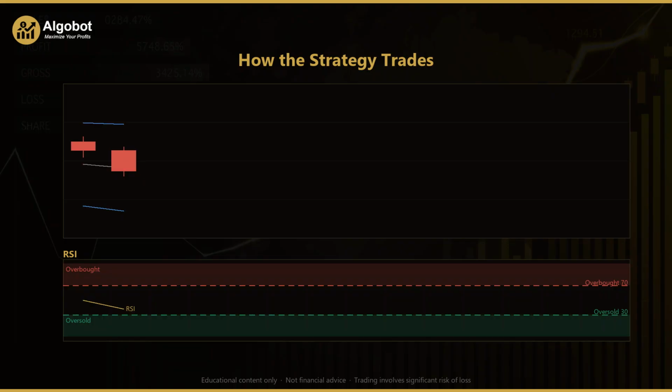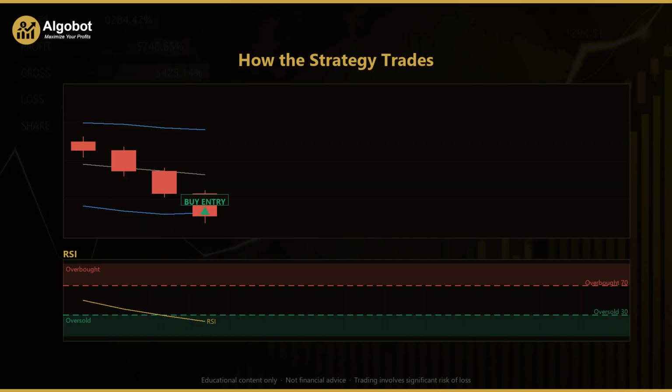Let's bring the whole strategy to life on a chart. On screen, you can see a euro versus US dollar price chart with the Bollinger Bands drawn over the candles. The upper and lower blue rails mark the edges of the statistical range, and the gray line in the middle is the moving average mean. Below the price, in the lower panel, is the RSI oscillator, with the overbought level at 70 shown in red and the oversold level at 30 shown in green.